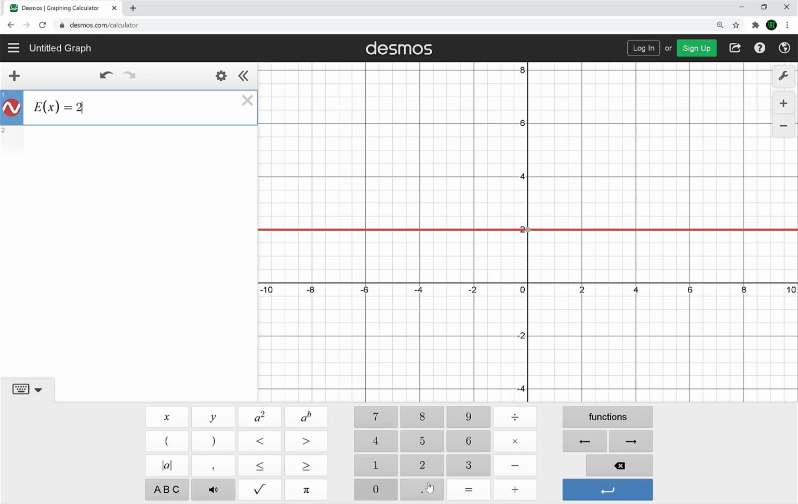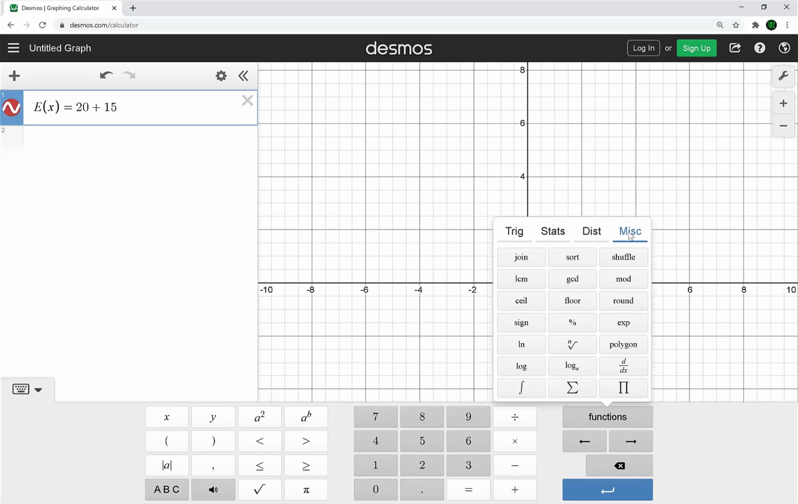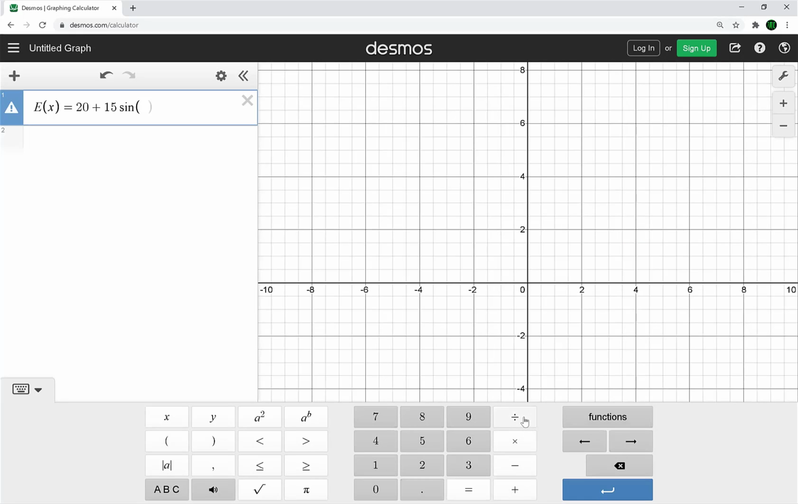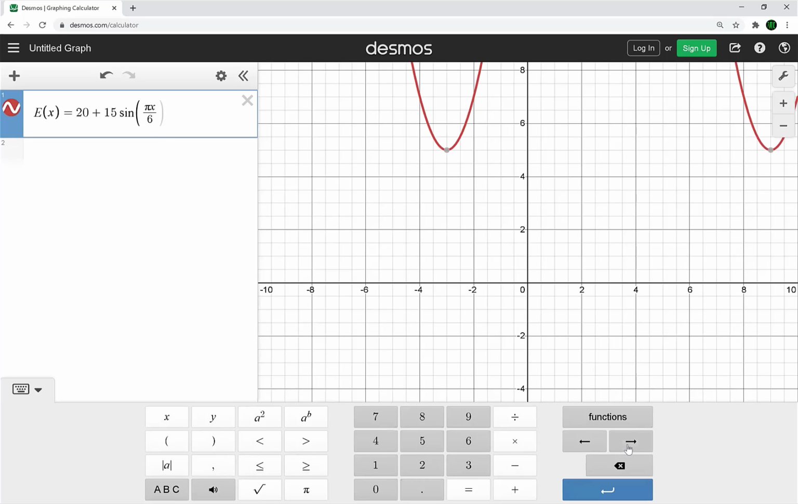20 plus 15 function sine. Oh, it was under trig. And I'm just going to put pi t over 6. Division pi x over, there we go. I have a nice graph. I don't really care about the graph at the moment.